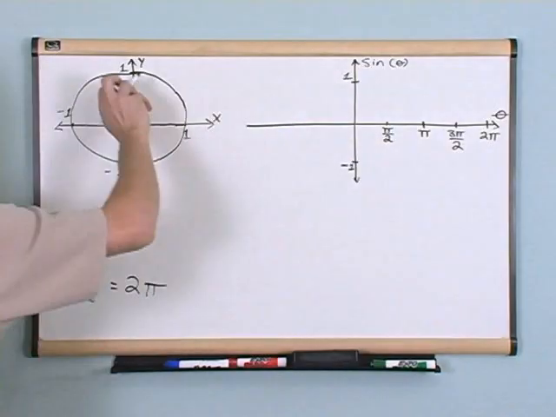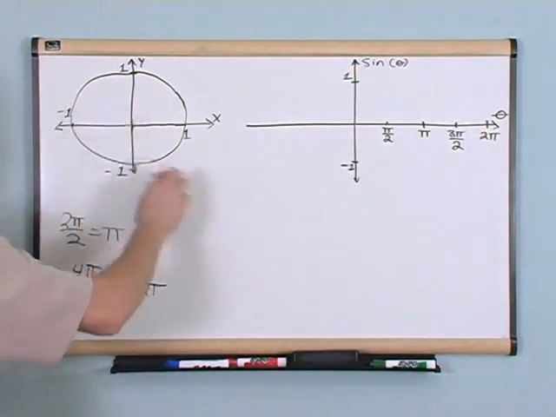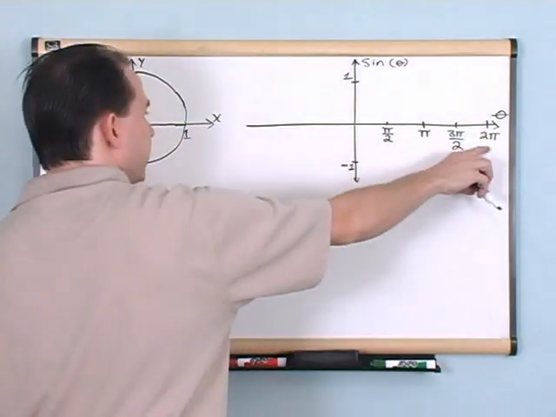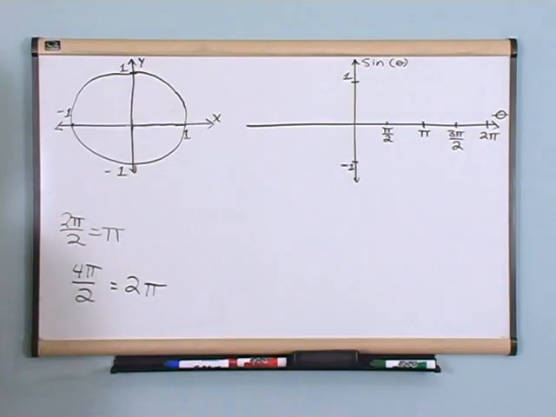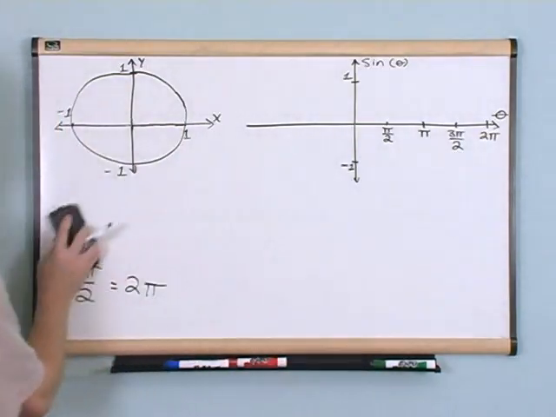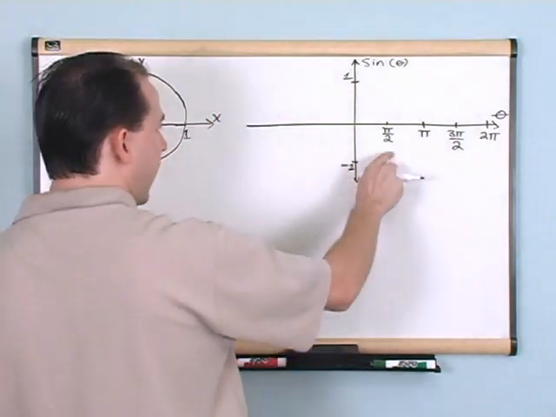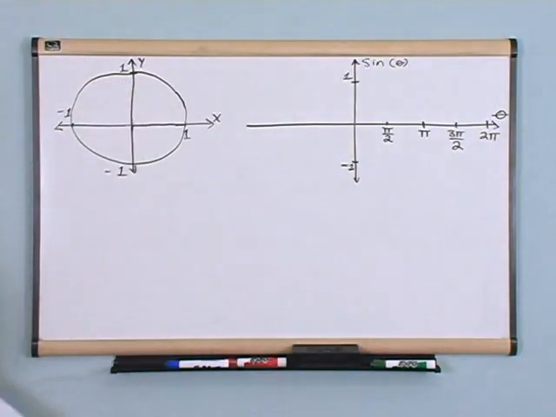This corresponds to pi over 2 here. This pi corresponds to the angle being here. This 3 pi over 2 corresponds to the angle here. And then this 2 pi corresponds to coming all the way back to where I started, right here. So I picked very specifically, on purpose, angles that go around the unit circle one time. Let's see what we can learn from this.